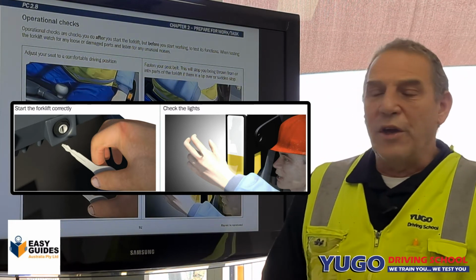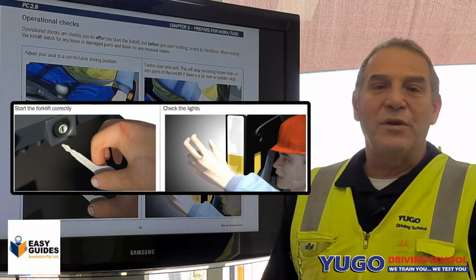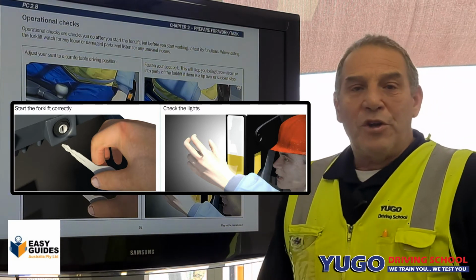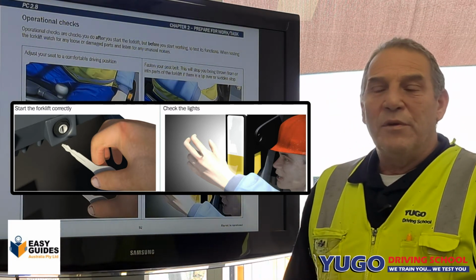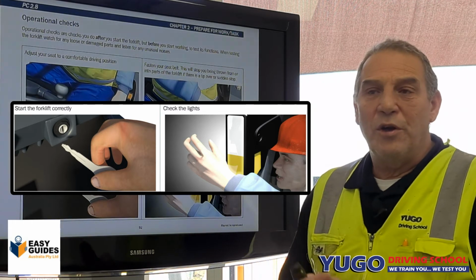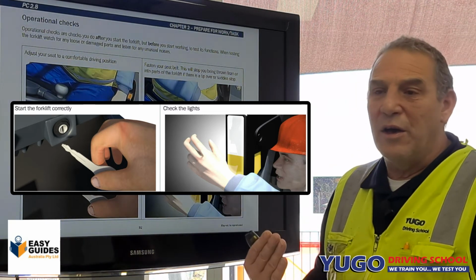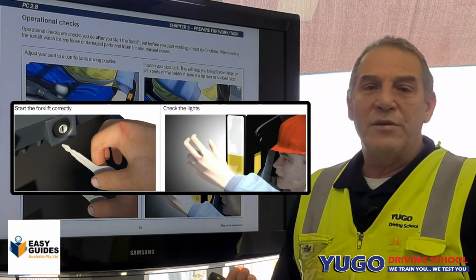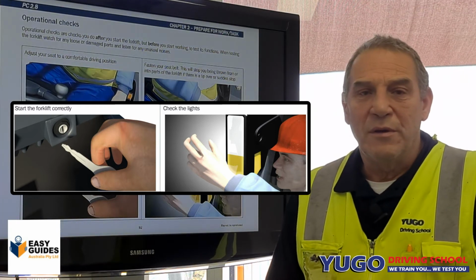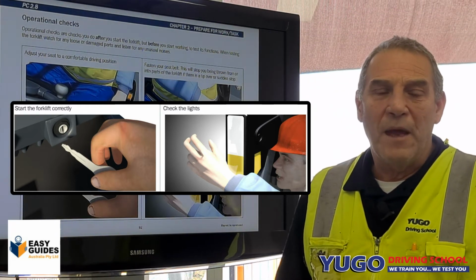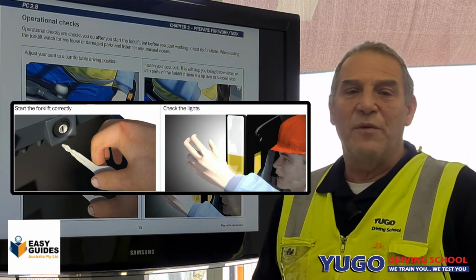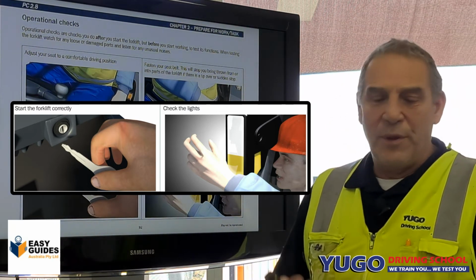So, just like your car, just like a truck that travels on the road, you want to make sure your lighting system's working. So you've got your headlights, turn them on, you've got your tail lights, you've got indicator lights, you've got brake lights. You check they're all working. And it's easy to do. You have to sit inside the forklift and you can do all the checks within the driving seat.